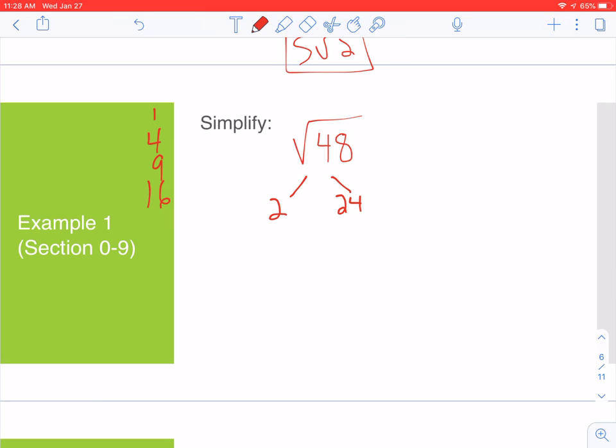Okay, so here's my problem now. I therefore have another even number. So now I have to do 2 times 12. And then I have another even number, 2 times 6. I have another even number, 2 times 3. Okay? So what I can look at here is I have all of these 2's out here.